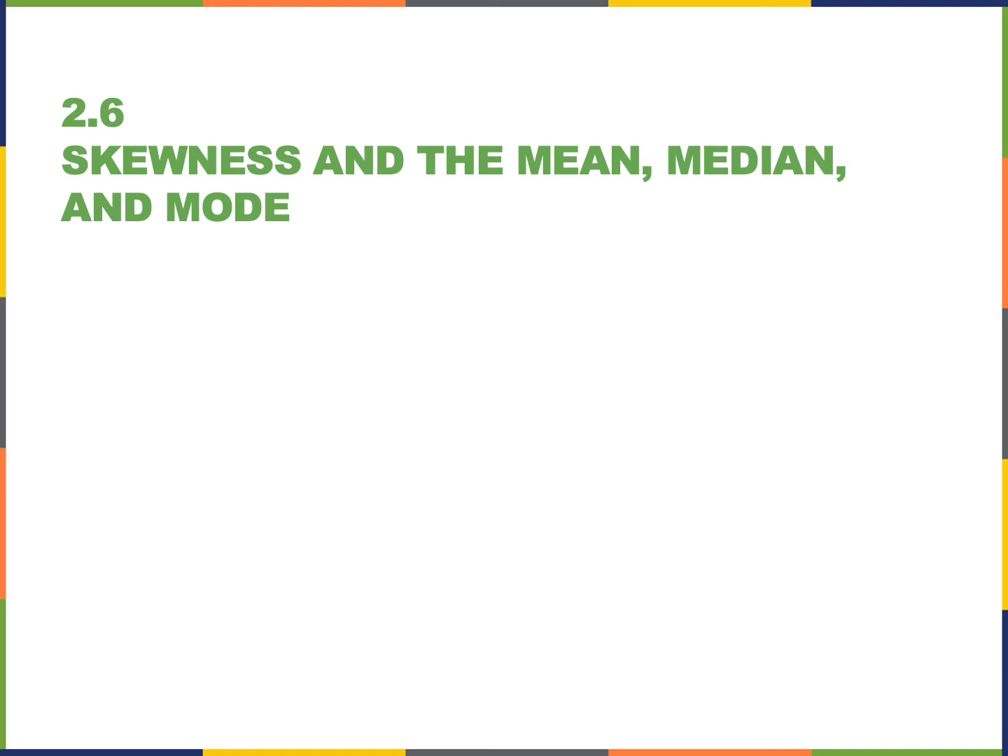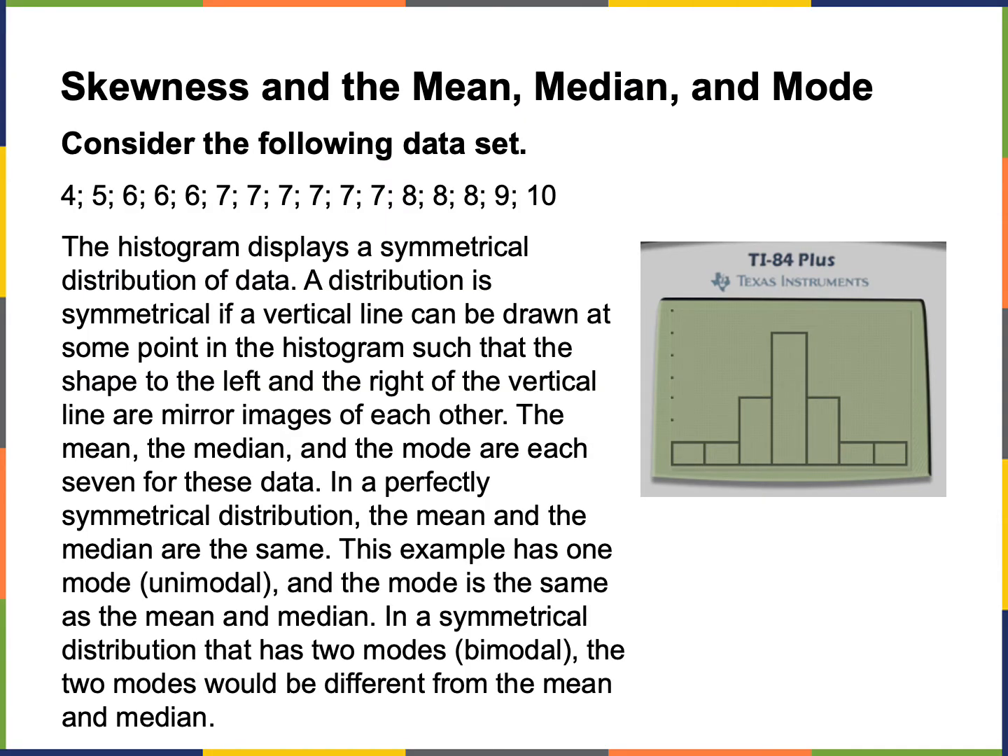Okay, welcome back to section 2.6, skewness and the mean, median, and mode. This is a very short section, so let's consider the following data set. Here you have this data, and let's represent it using a histogram, and here it is. If you notice, this histogram is symmetrical.